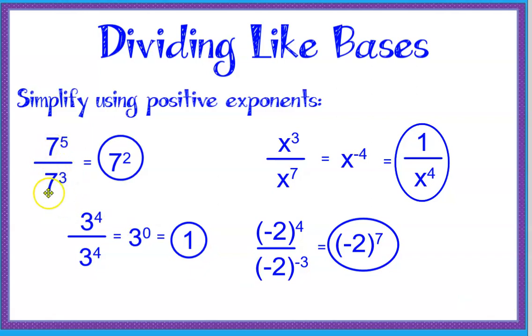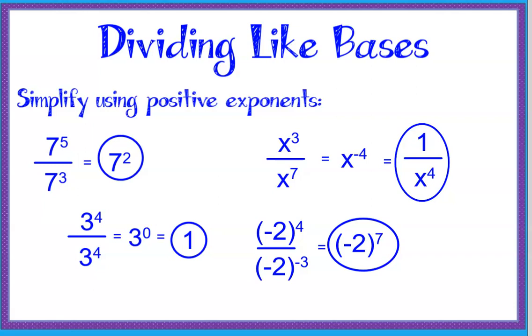You'll notice the first one over here on the left, 7 to the 5th divided by 7 to the 3rd. My base is 7, and that's what my answer says. So I keep the base the same. But power of 5 divided by the power of 3, we don't divide, we subtract. So 5 take away 3 is 2.